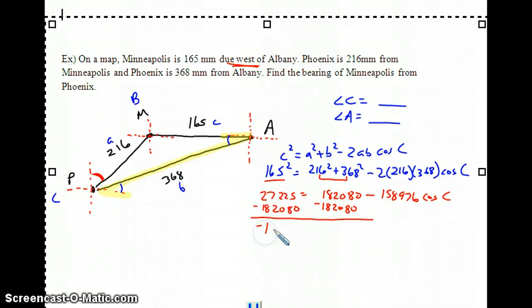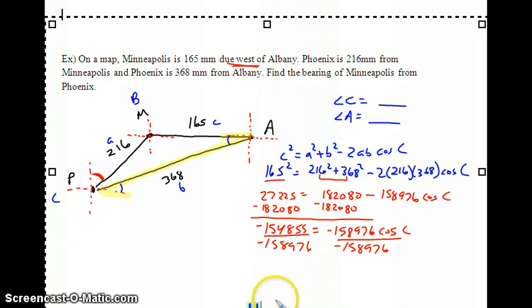I end up with negative 154,855 equals negative 158,976 cosine of C. Divide by this, and I get 0.97407 equal to the cosine of C. But I don't really want the cosine of C. I just want what angle C is, so I move the cosine over by taking the inverse, and I end up with 13.1 equal to angle C. So this angle inside of the triangle is 13.1 degrees.